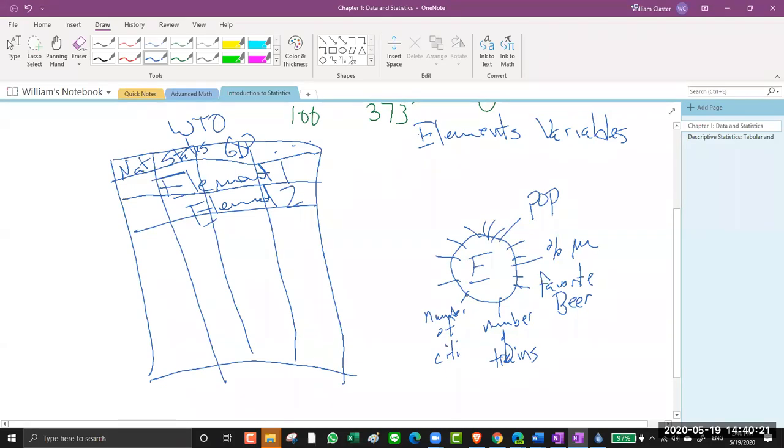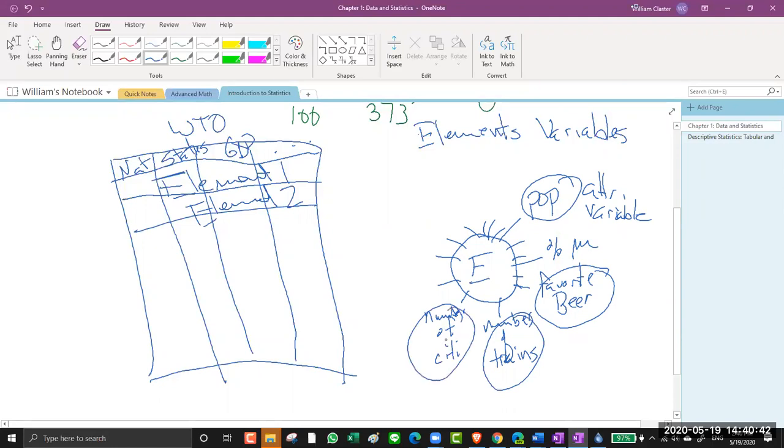Does everyone understand? Each one of these is called an attribute of Japan. So the population is an attribute, or it's also called a variable with regard to Japan. So the favorite beer is another variable. The number of trains is another variable. The number of cities is another variable, and so on. Does everyone understand?